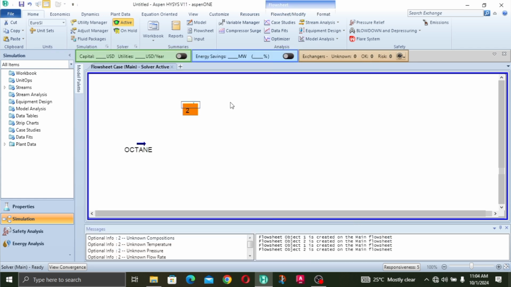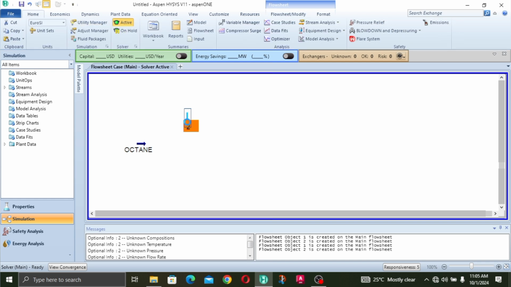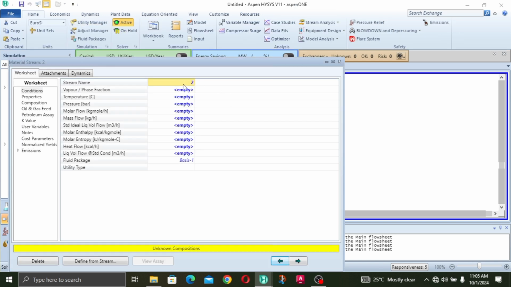Now let's create this stream to be the water stream. But before that, we could just do this customization. Head to your flow sheet, modify. Click on rotate. This rotates the stream to your preferable direction. So let's make this back to the home environment. Okay. So let's call this stream H2O.